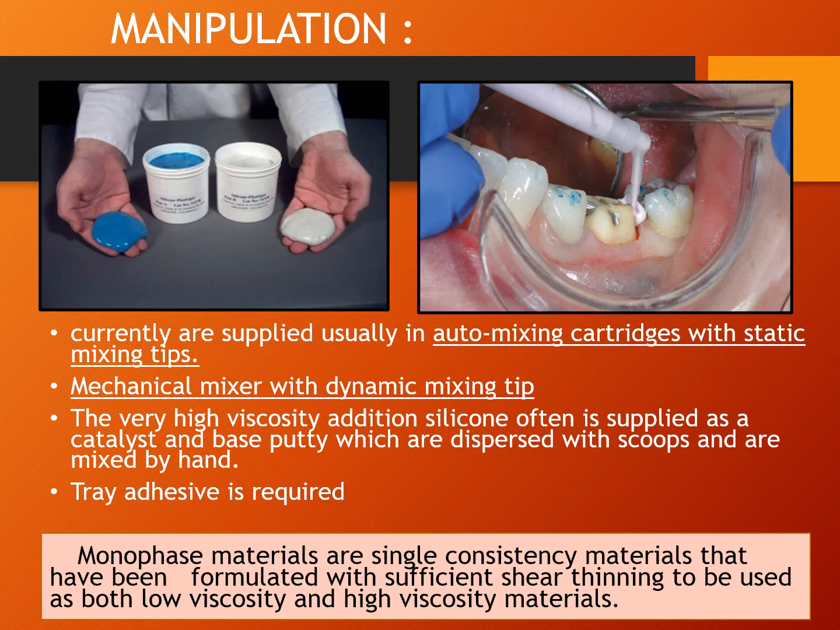Now, usually addition silicone is generally used as a two viscosity system, but monophase formulations are also available. So these are single consistency materials that have been formulated with sufficient shear thinning to be used as both low viscosity and high viscosity materials. But it is easier to trap bubbles when using the monophase materials.